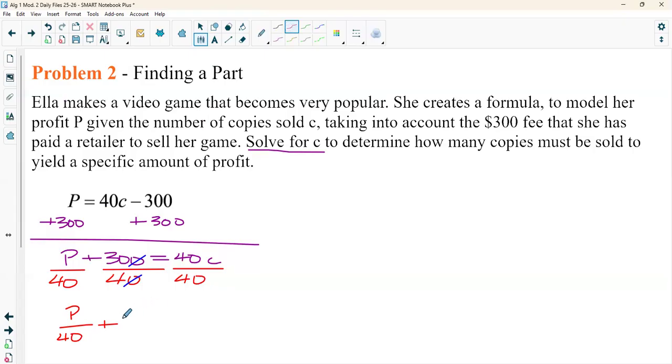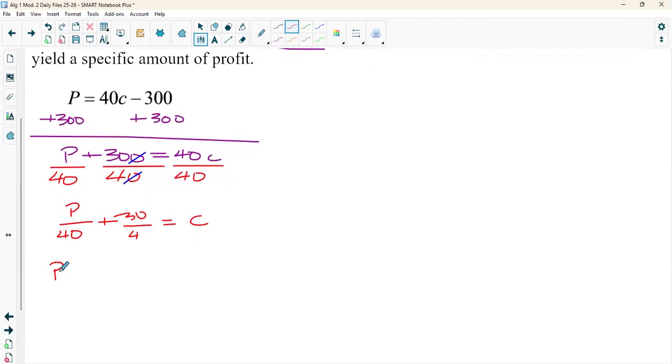So we've got 30 over 4 is equal to C. We can actually reduce that one more time. We've got P over 40, both 30 and 4 are divisible by 2. So plus 15 over 2 is going to be equal to C.